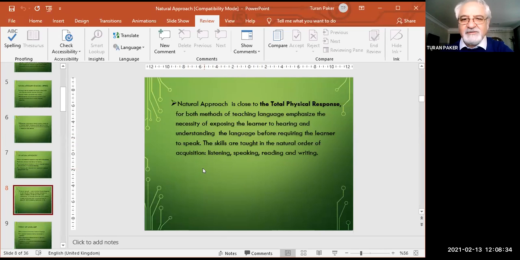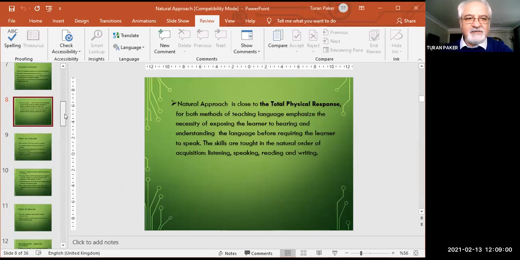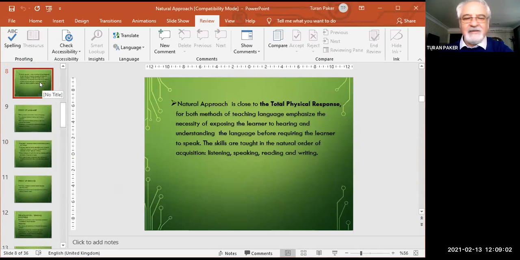The skills are taught in a natural order of acquisition: listening, speaking, reading, and writing. Well, I don't agree with this one, and it doesn't have to be listening, speaking. I'm talking about in a natural environment. But in school, we usually introduce all of them. Students listen, and if they can read and write, they can read something in the target language, and they can write. Even they write before they speak. So that's not a natural language environment. That's the classroom environment.